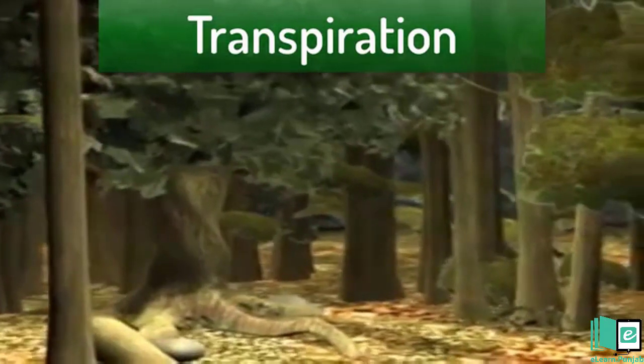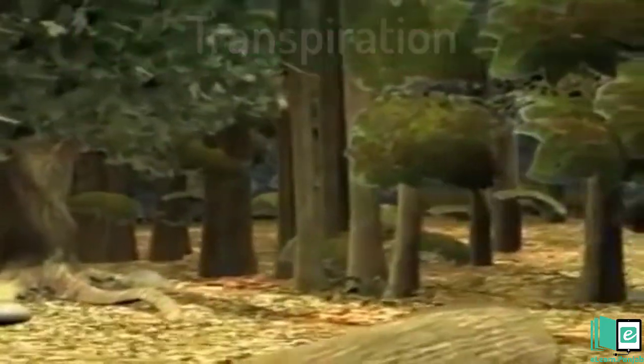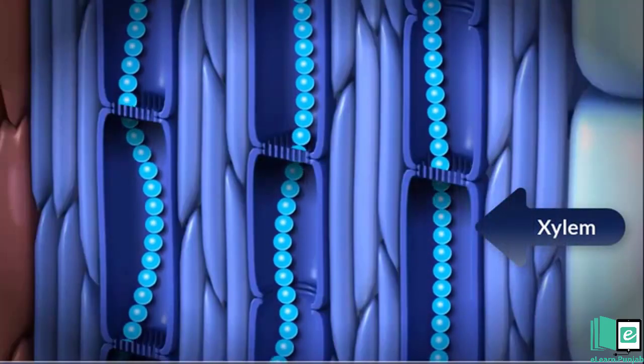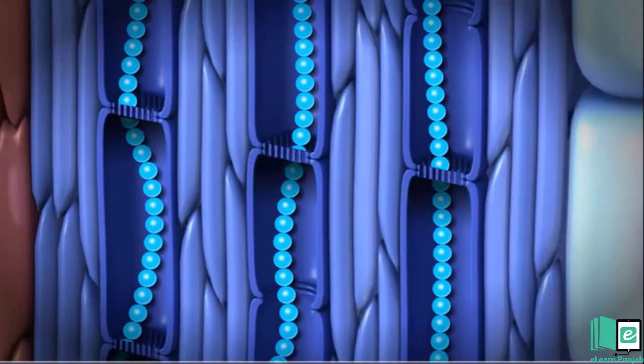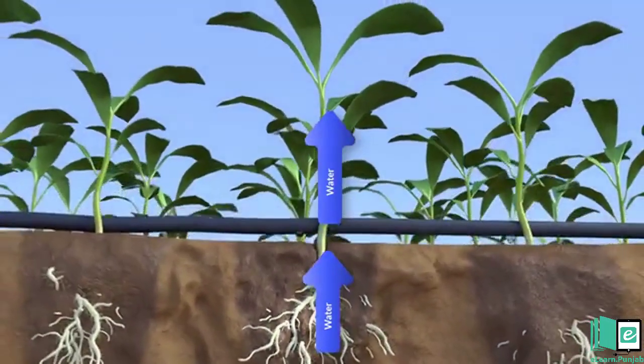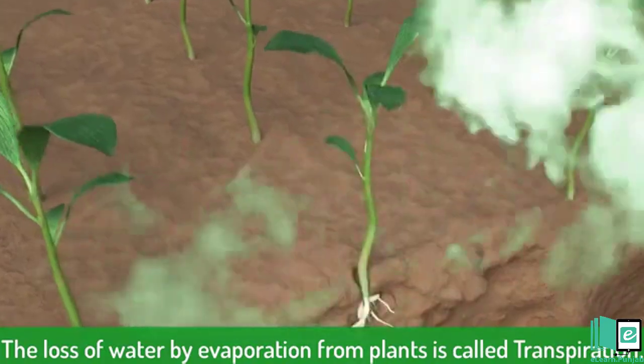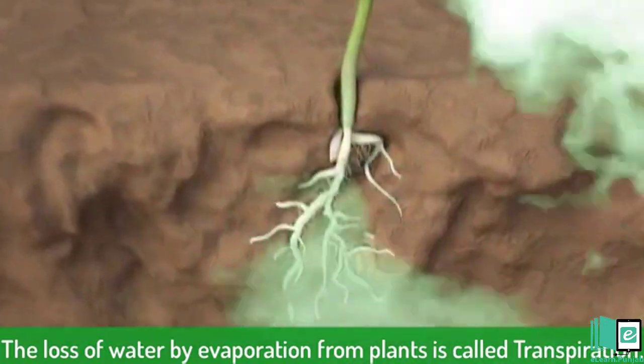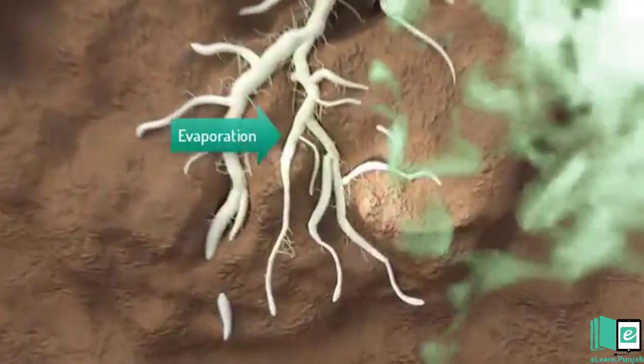Transpiration. In tall trees, water is pulled up through the xylem when it is evaporated from the leaves. Once in the xylem pipes, water forms unbroken columns from the roots, through the stem and into the leaves. The loss of water by evaporation from plants is called transpiration.